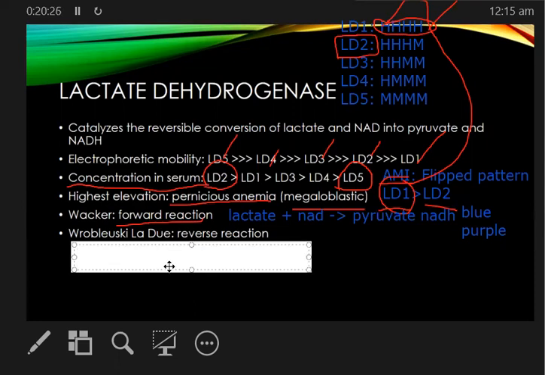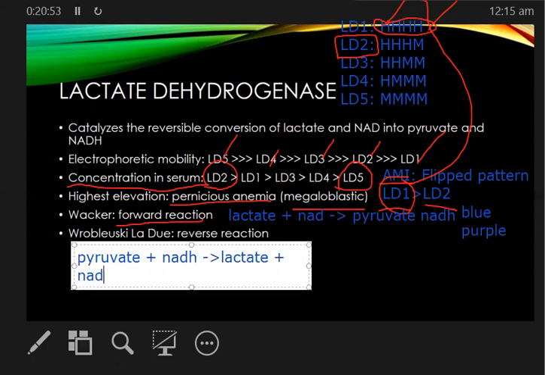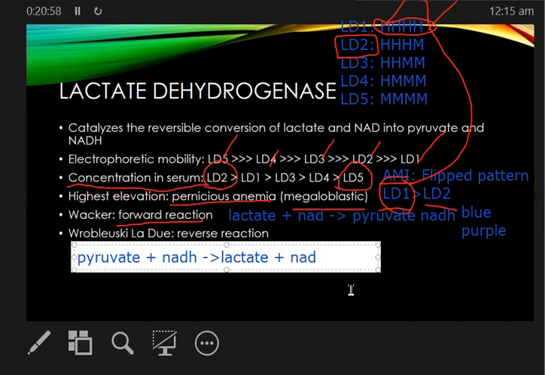Next, we have the Wroblewski-LaDue method. It involves the reverse reaction, which starts with pyruvate plus reduced NADH. This will be converted to lactate plus NAD. What is our basis in the measurement of enzyme activity? Very good. We have a decrease, or a disappearance, of your NADH, meaning a decrease in the absorbance of NADH is measured at what wavelength? Again, NADH, 340 nanometers. It is 340 nanometers still.